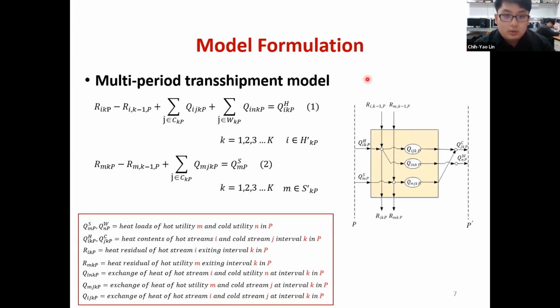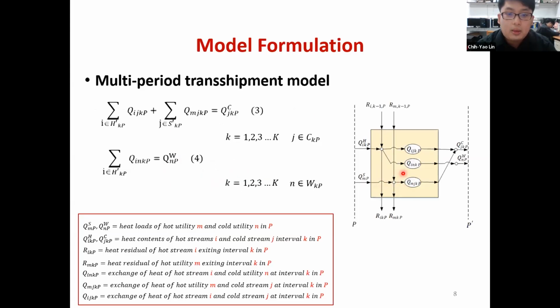Here is the multi-period transfer model formulation. The first formula is the energy balance at this point. The second is the energy balance at this point. Third, also an energy balance at this point. Fourth is the energy balance at this point. Next, I am going to present the model formulation considering heat transfer across time intervals.